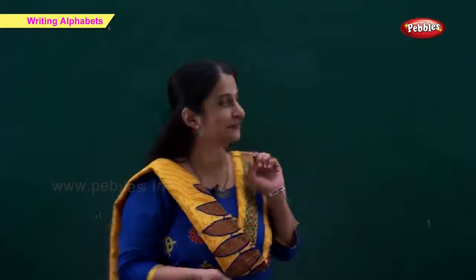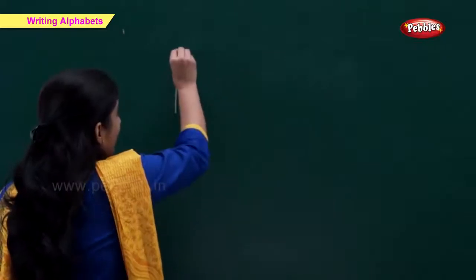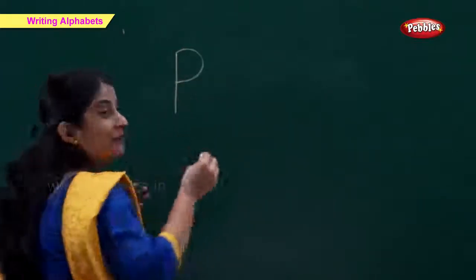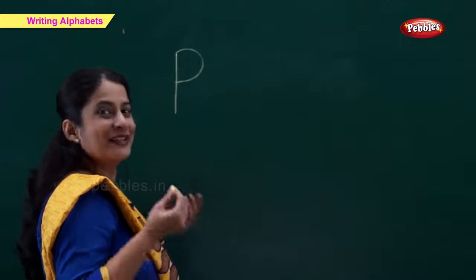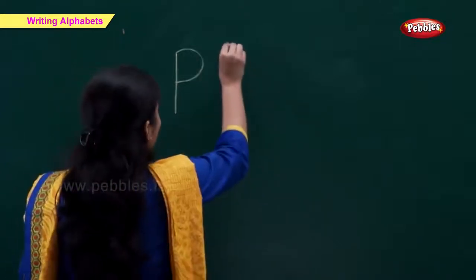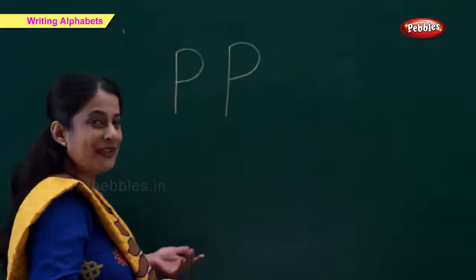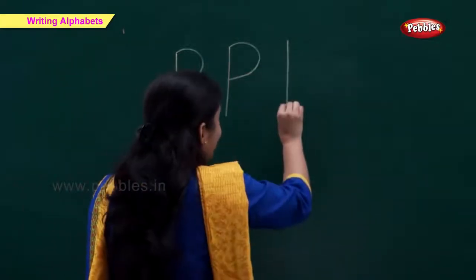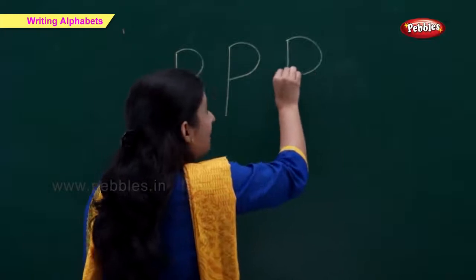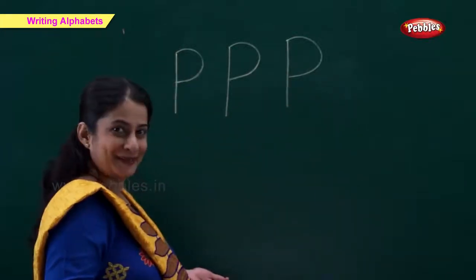Now we will write P. Small p. Standing line with a curve makes small p. Again, standing line with a curve makes small p.